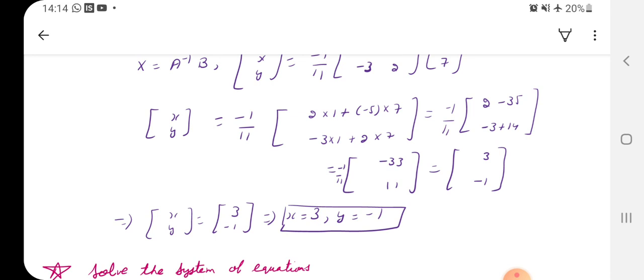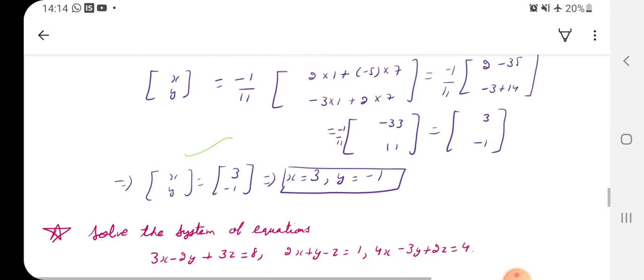So you know x, y will be equal to 3, minus 1. This implies x will be 3 and y will be minus 1. So this was your matrix of unknowns and you got the values of the unknowns. That means you solved your system of equations. That is, you got your values of x and y: x is 3 and y is minus 1.